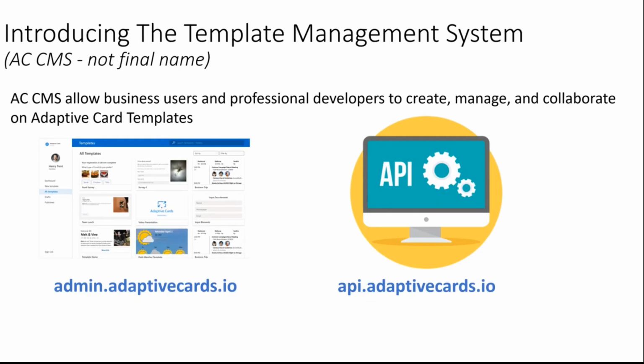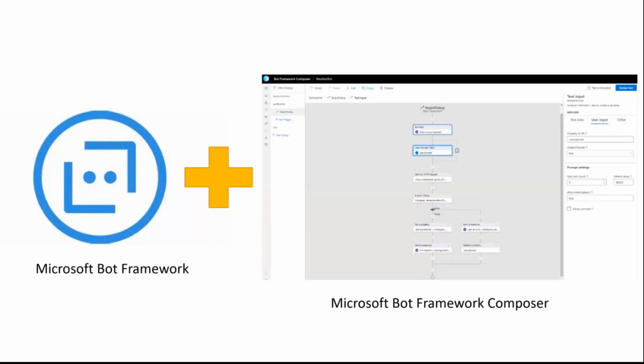So we're introducing a template management system to resolve these current pain points. Adaptive Card CMS allows business users and professional developers to create, manage, and collaborate on adaptive card templates. Adaptive Card CMS is composed of two parts. The first part is the admin portal, where designers, UI developers, or citizen developers can manage card templates. The second part is the API feature, where developers can get the latest template through API calls. I'll give you some examples of similar frameworks to help you understand better.